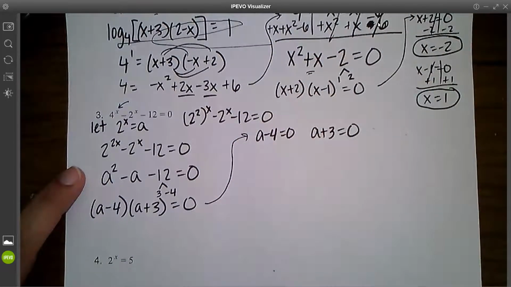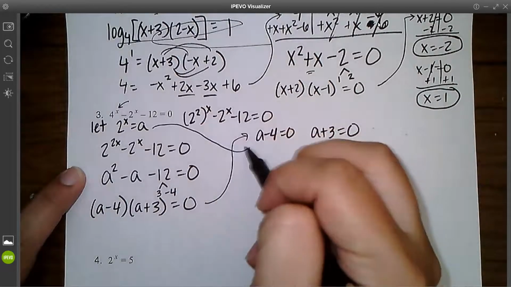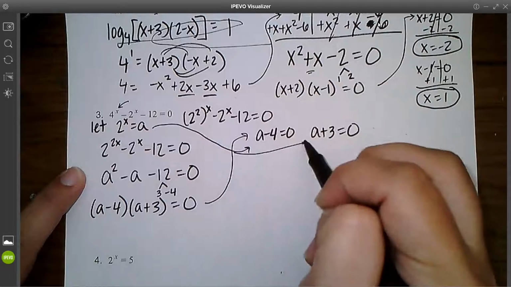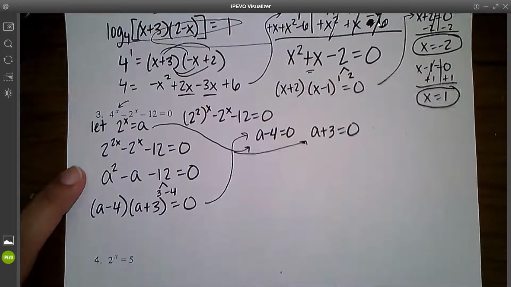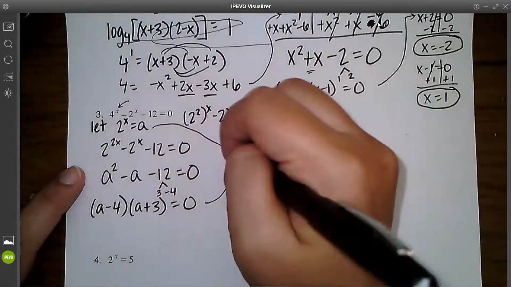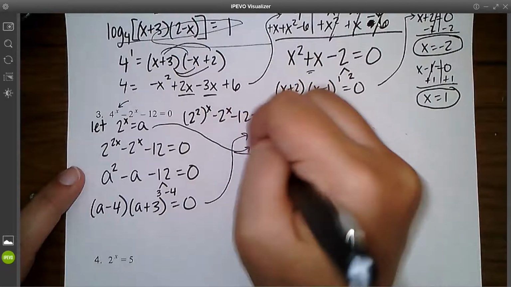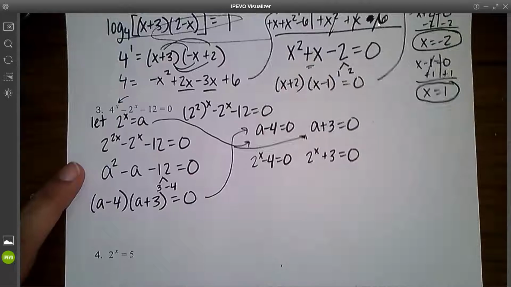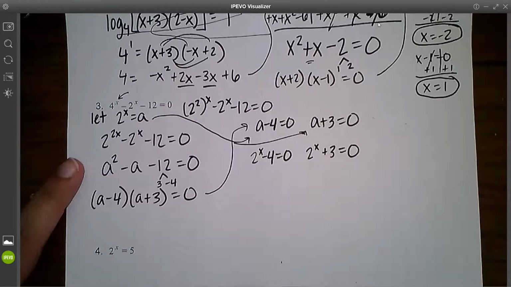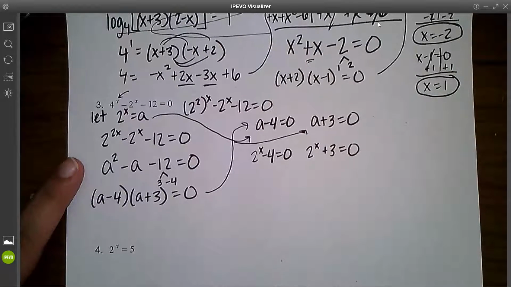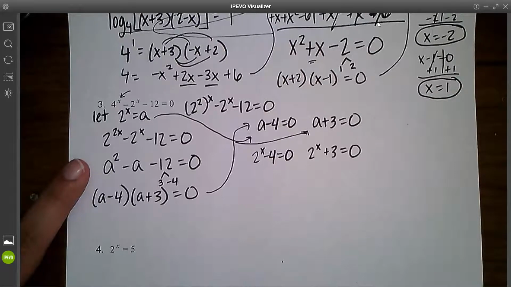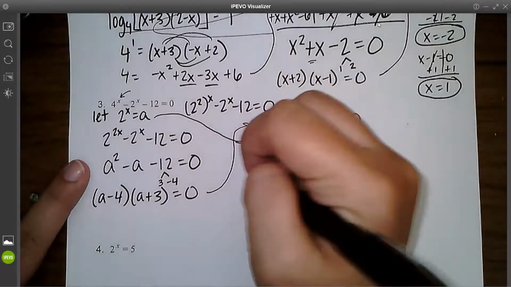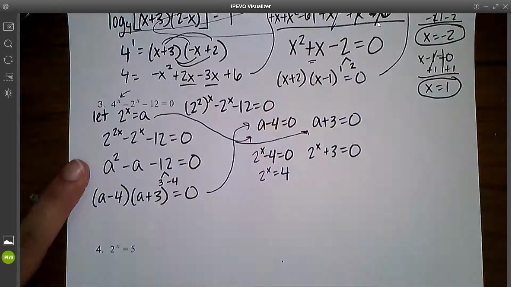Once I've got those linear equations, I can resubstitute my 2 to the x back in for a. So I can take this guy and plug it back into here and there. So now I have 2 to the x minus 4 equals 0 and 2 to the x plus 3 equals 0. And those are solvable. So this way I'm going to add 4. So I have 2 to the x equals 4.